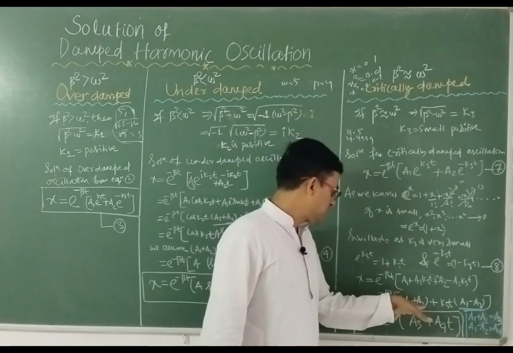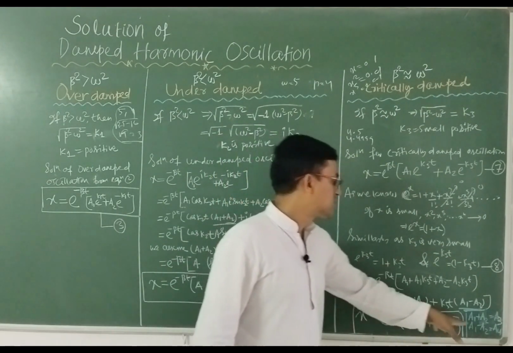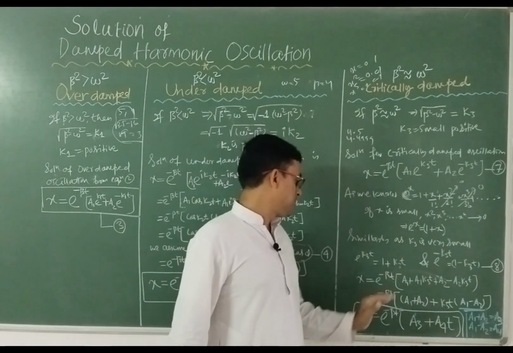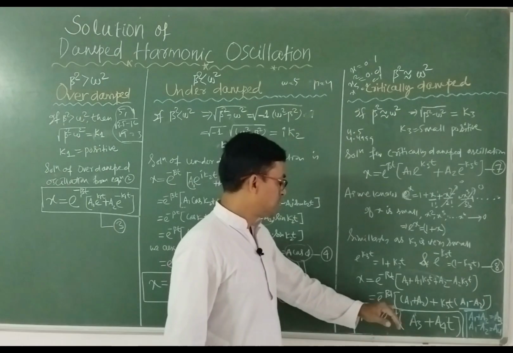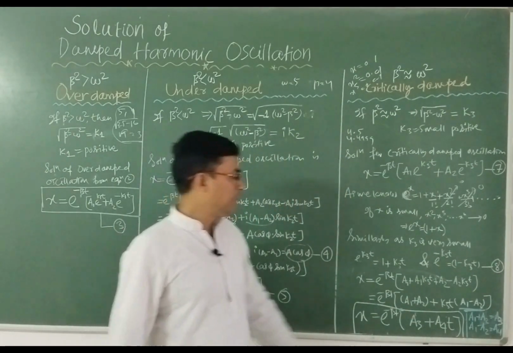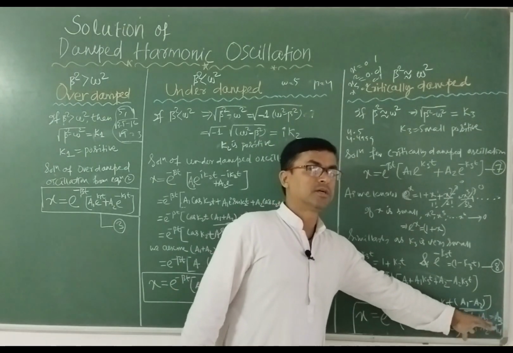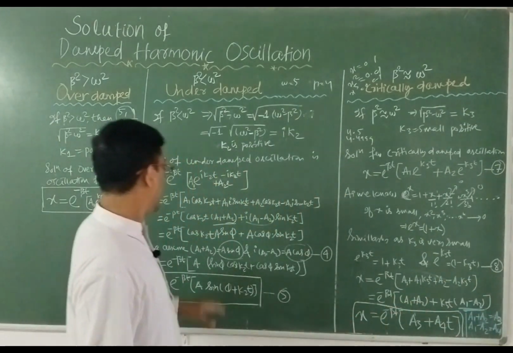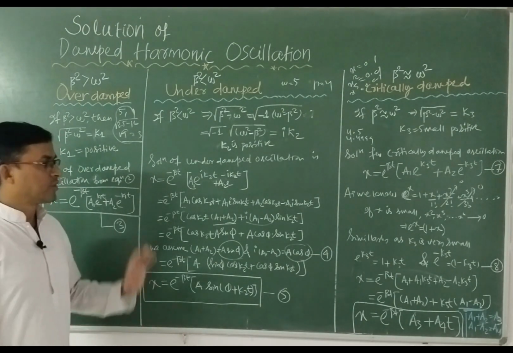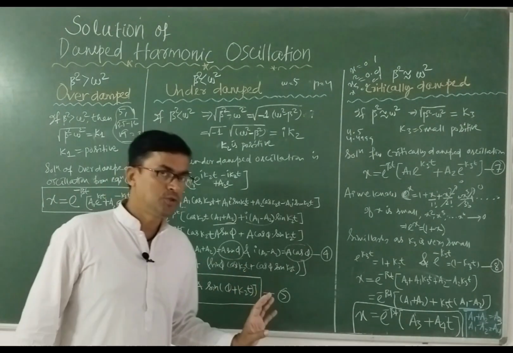So instead of a1 plus a2, I wrote a3. Instead of a1 minus a2, I wrote a4. So now the solution becomes x equal to e to the minus beta t, whole bracket a3 plus a4t. Just remember whatever we are assuming here, because we will need it later. This value, and here also what sin phi and cos phi are, because we need this. So now we have got all three solutions.